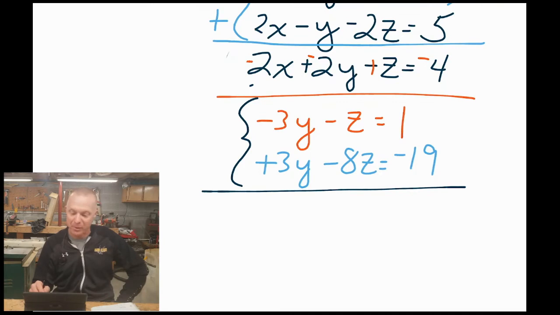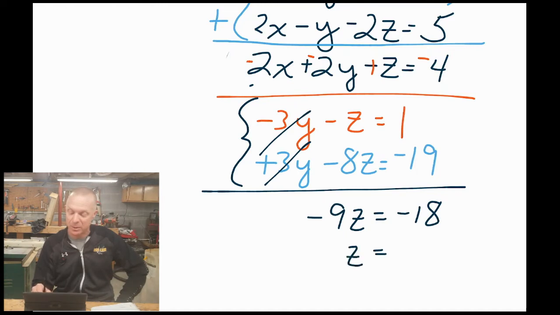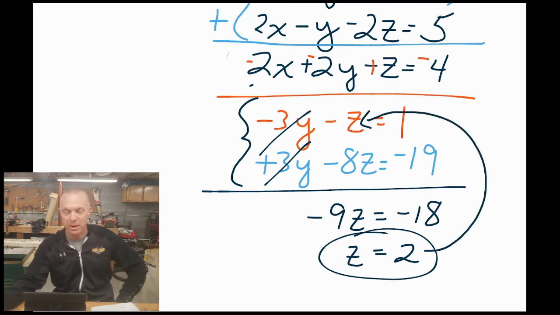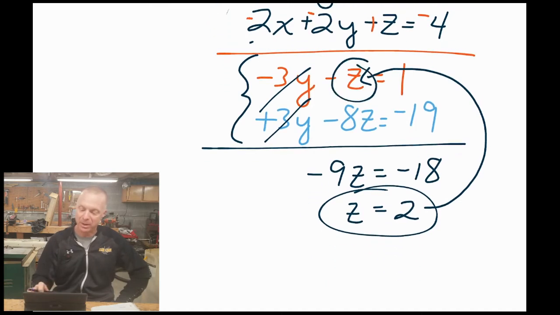It looks like the y's are already opposite, so I can add and cancel those. The z's are going to be negative 9s. Negative 9z's equaling negative 18, so I'm pretty sure that means z equals 2. Now, remember, once you find your first answer, I can't think of a time that you wouldn't want to do this. You plug it back into your smaller system. And so when I plug back in, I'm going to choose to plug in here just because I see a nice little minus z there. So we plug in the number 2.